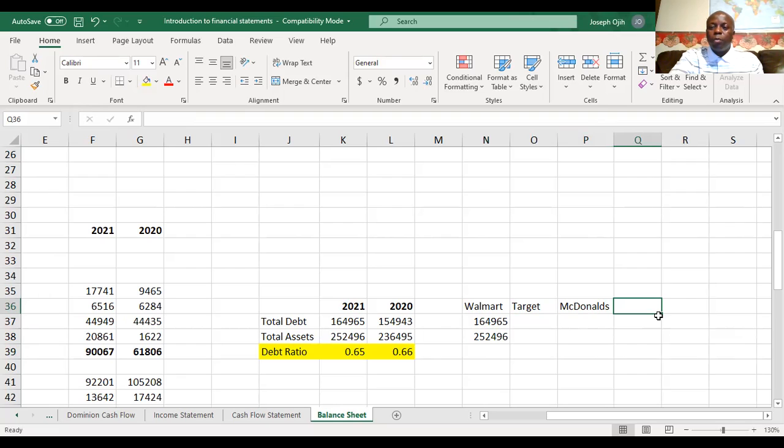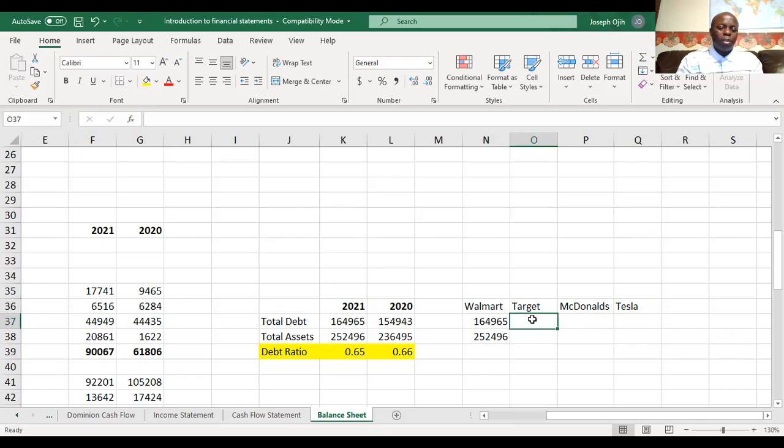So I'm going to put one more company here. Suppose I put, what's the name of this company that does electric vehicles? Tesla. Okay, Tesla. Let me put Tesla. Now I'm going to bring up their financial statements, their balance sheets, and then put their information here so that we can calculate their debt ratio.